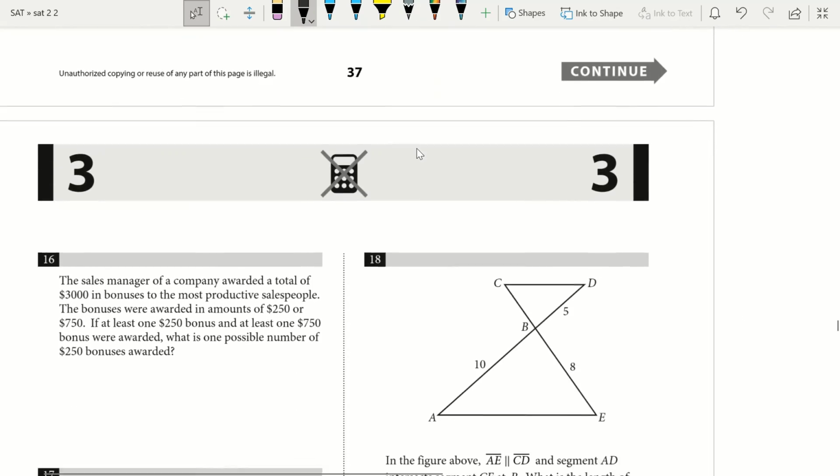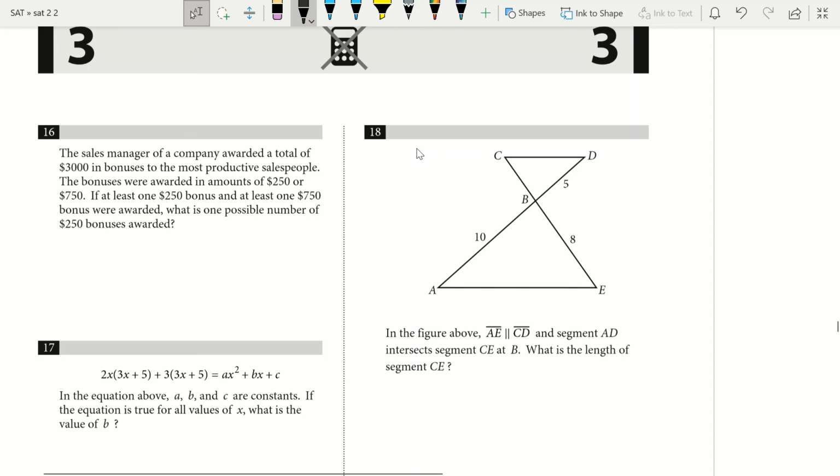Question 16. The sales manager of a company awarded $3,000 in bonuses to the most productive salespeople. The bonuses were awarded in amounts of $250 or $750. If at least one $250 bonus and at least one $750 bonus were awarded, what is one possible number of $250 bonuses awarded?